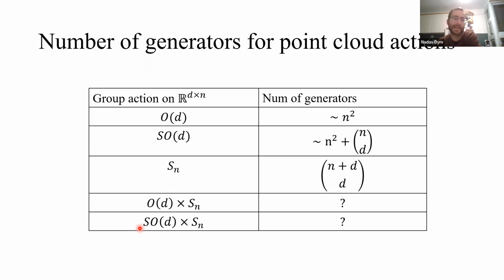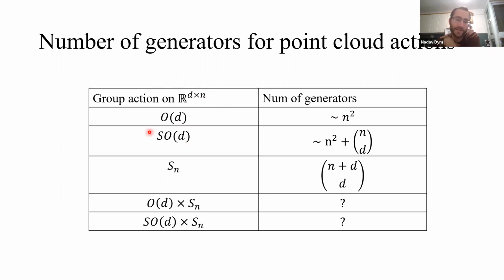Let's just see various actions on point clouds. What is the number of generators? We have a group action on R^(d×n). Usually d is much smaller than n, because in many applications d is 3 and n is maybe 100 or 1,000 or 10,000. For the action of O(d), you get n squared, which is not great. My frame of reference would be that I would think you'd need something like n times d, or hope so. We'll see why I think that.